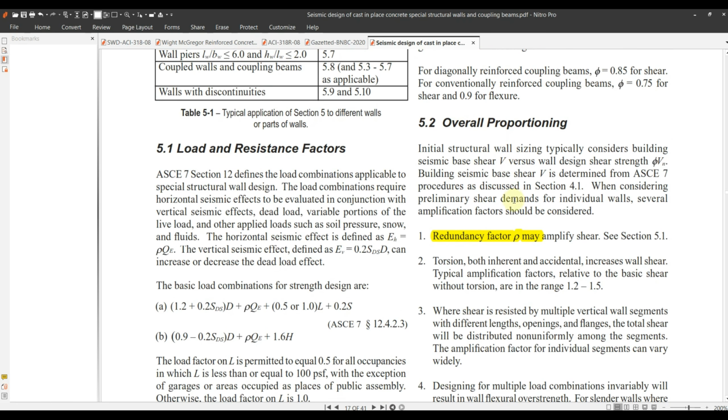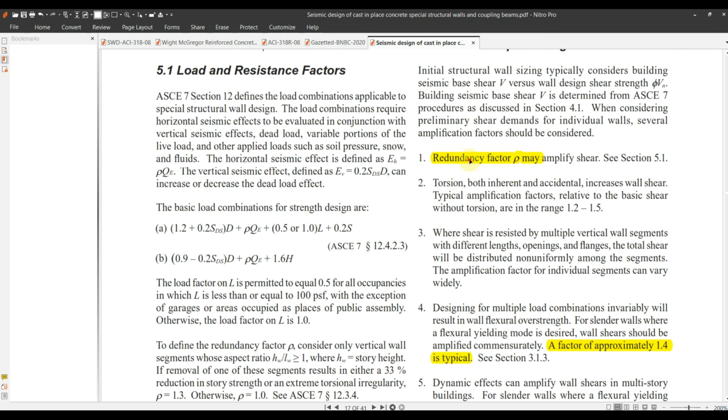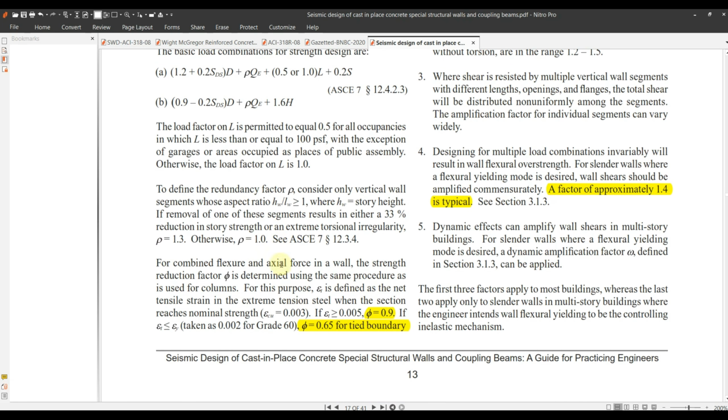So there are some other load factors like importance factors you need to consider. Though BNBC 2020 does not include this redundancy factor, ACI and ASCE consider this. So the redundancy factor should be considered. It is basically 1.3. Okay, it is written somewhere here, 1.3.